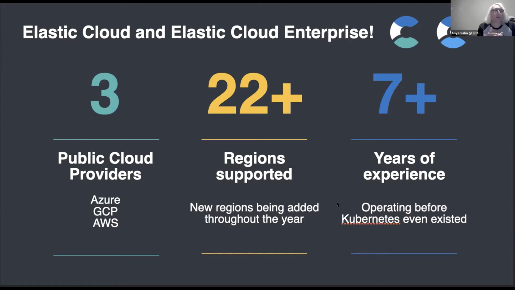And right now, both can run on all three big public cloud providers like Azure, Google, and AWS. It's in 22 regions, and importantly, this was created even before Kubernetes existed. Remember, we were saying it only came out in 2015. Elastic Cloud has been around for more than 7 years.